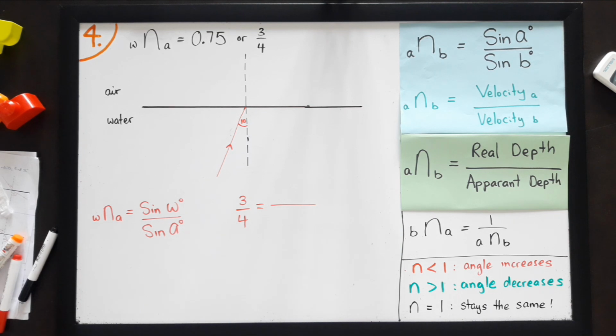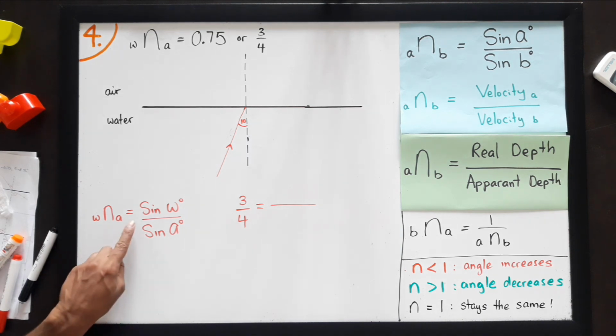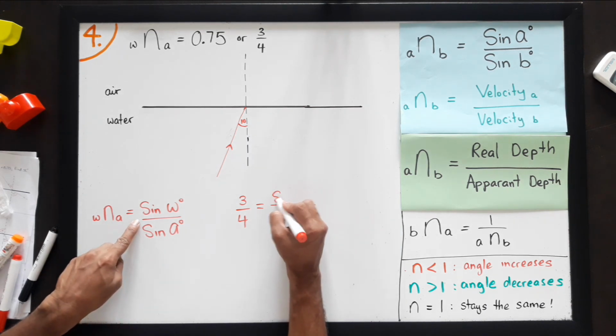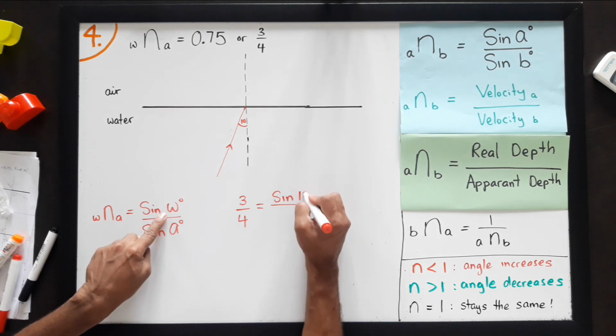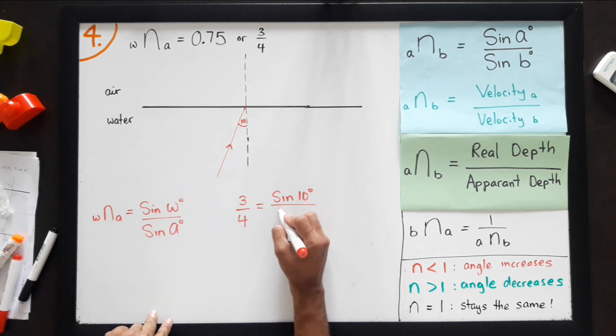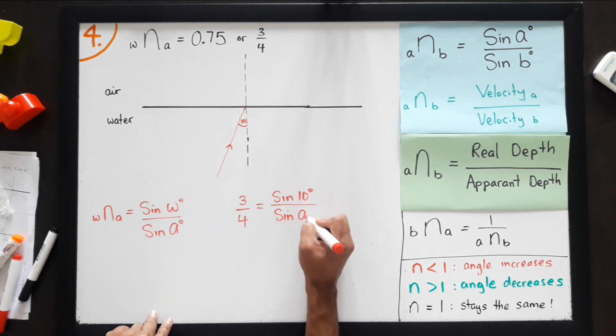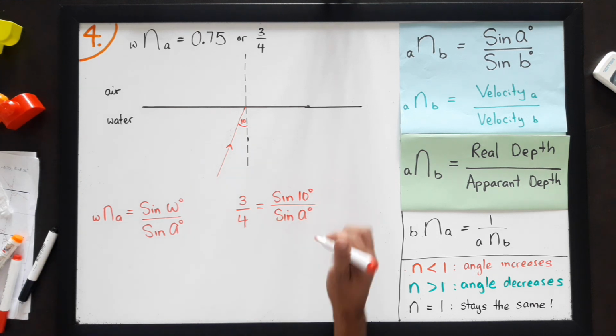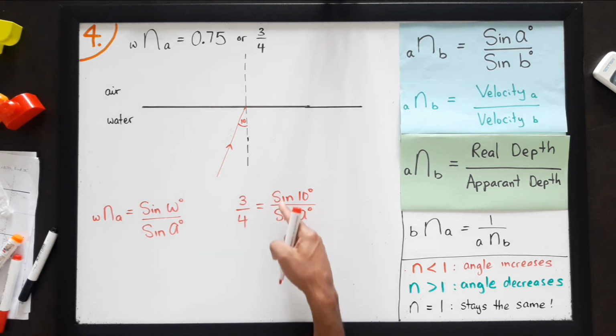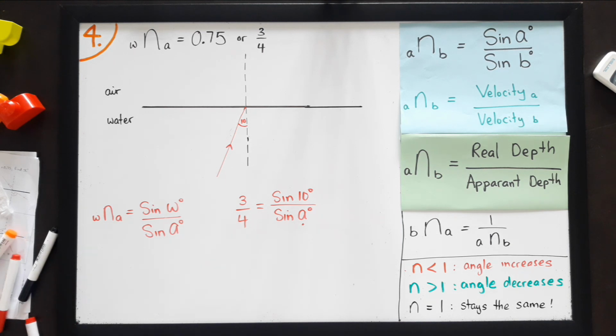Let's start off at that smaller angle. Let's start off at 10 degrees. So for this question, it will be sine, and the angle in water is now 10 degrees. And we are trying to find the angle in air. Work this out, find sine 10, cross multiply, and solve for A. Please pause the video and do it yourself. And this is the answer you should get.